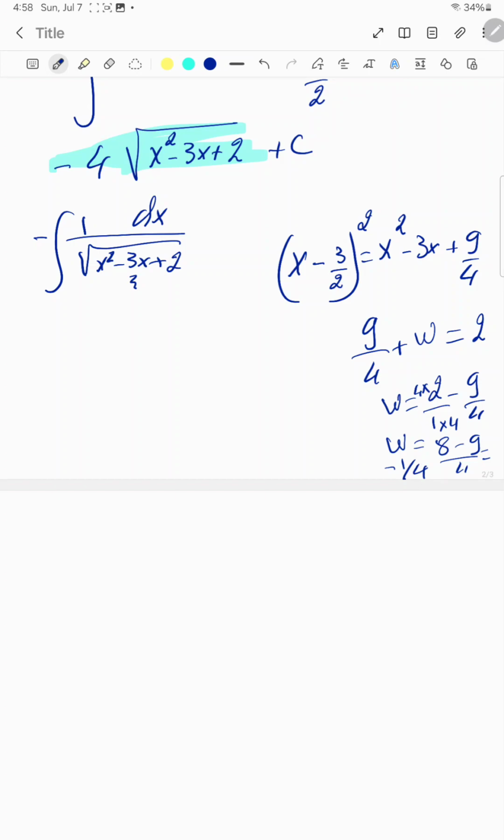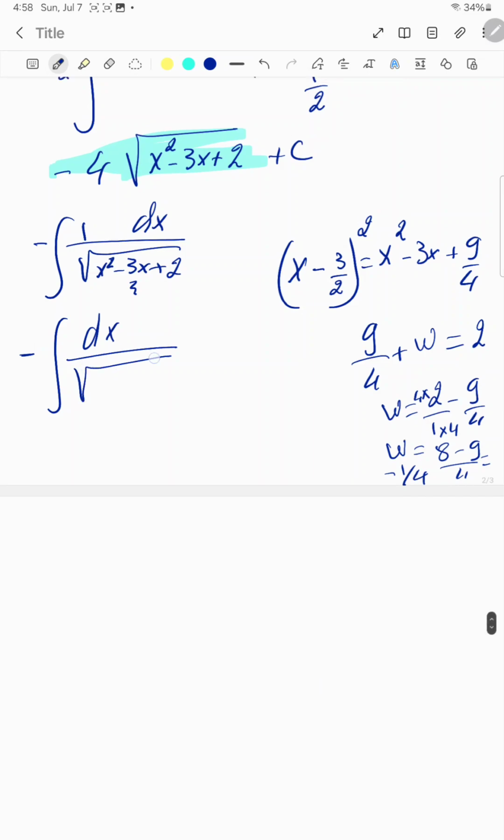So my denominator here becomes dx divided by square root of x minus 3 over 2, squared, minus 1 over 4. If you want to develop this, you come back to x squared minus 3x plus 2.